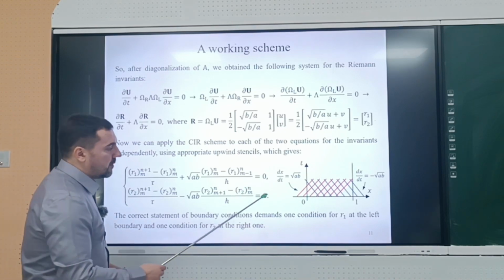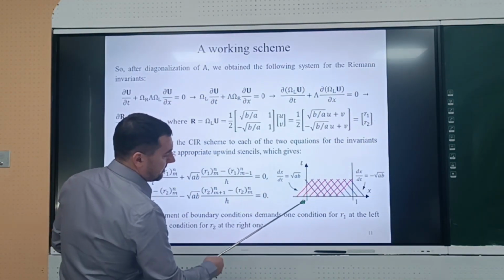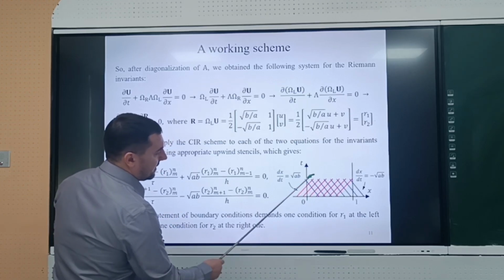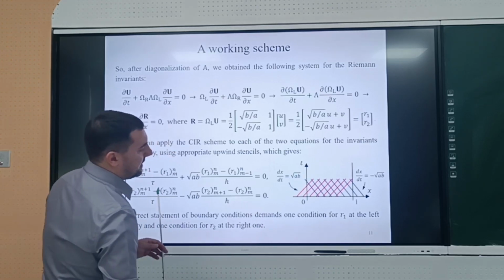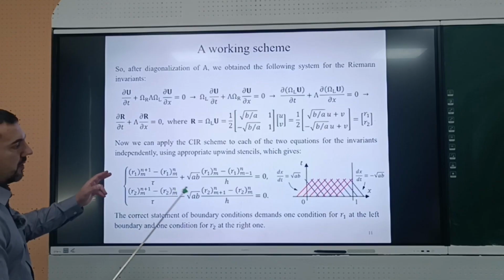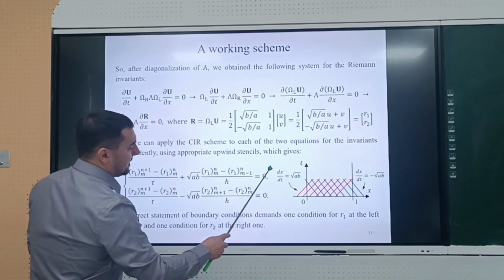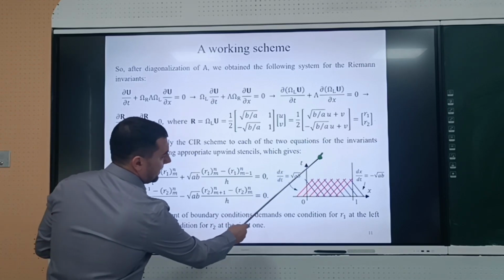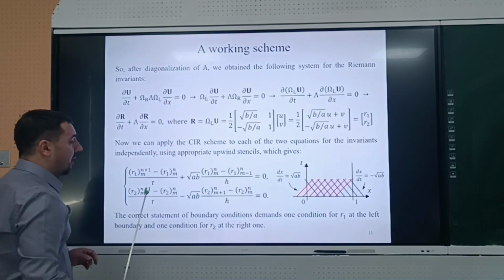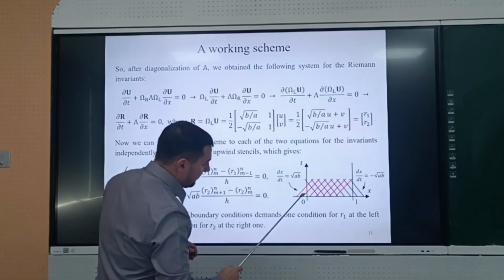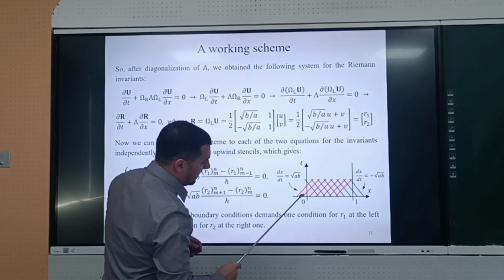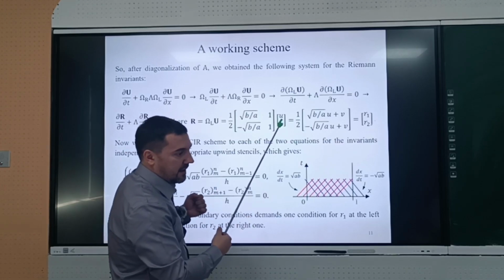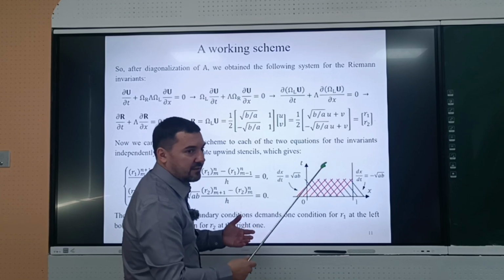Why is it so? Because we can consider, for example, that we would like to solve our equation on the interval from 0 to 1. And we can plot the characteristics of the first family and the second family. For these characteristics, dx over dt equals square root of AB. They have a positive angle, a positive slope. And it means that for the left boundary, we have characteristics which come from outside of our computational domain. And we do not know the information on the left boundary.